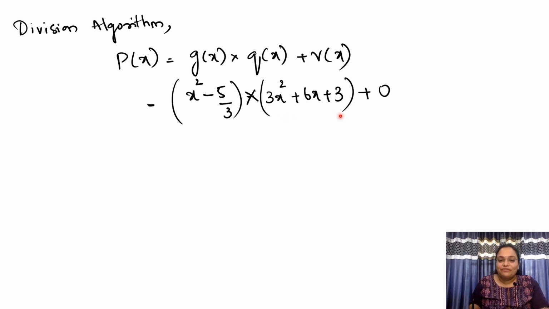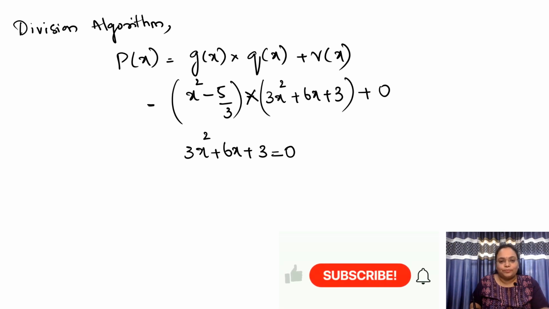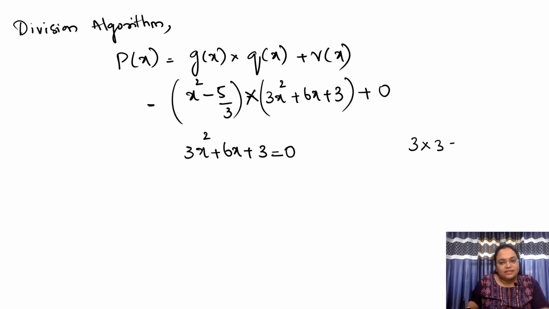So how do we factorize? By splitting the middle term. So 3x square plus 6x plus 3. If you want to find the zeros of the polynomial, you will equate it to 0. Then by splitting the middle term, you will multiply the constant 3 with the coefficient of x square, which is 9, and find the factors of 9, which are 3 and 3. When you multiply, you need to get 9.